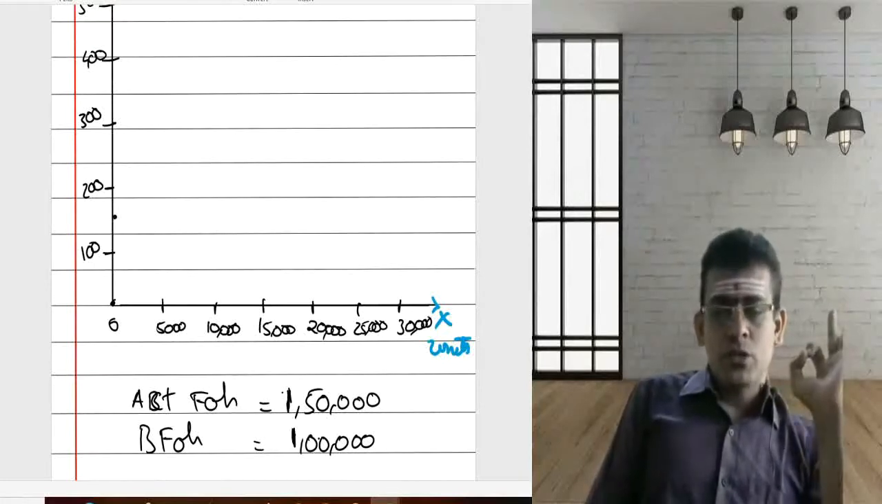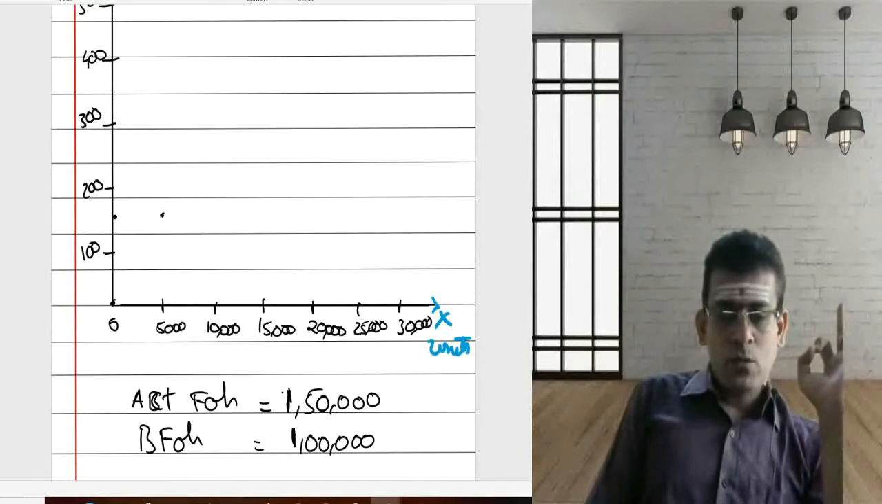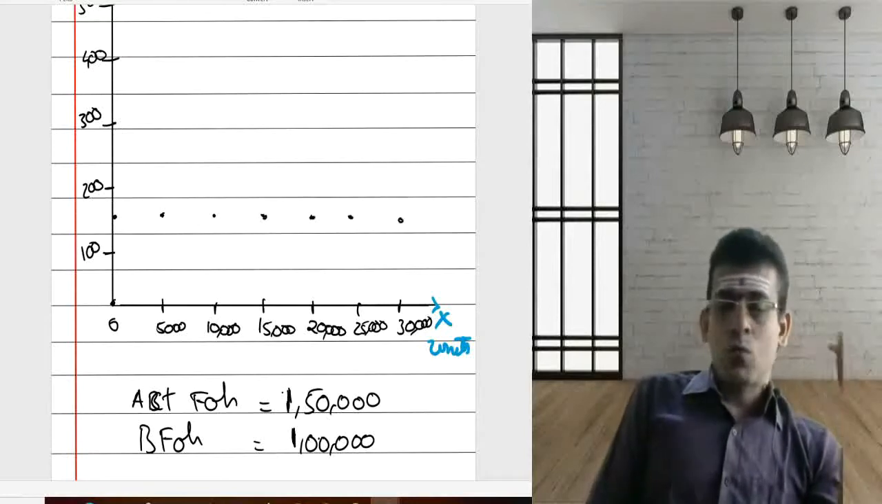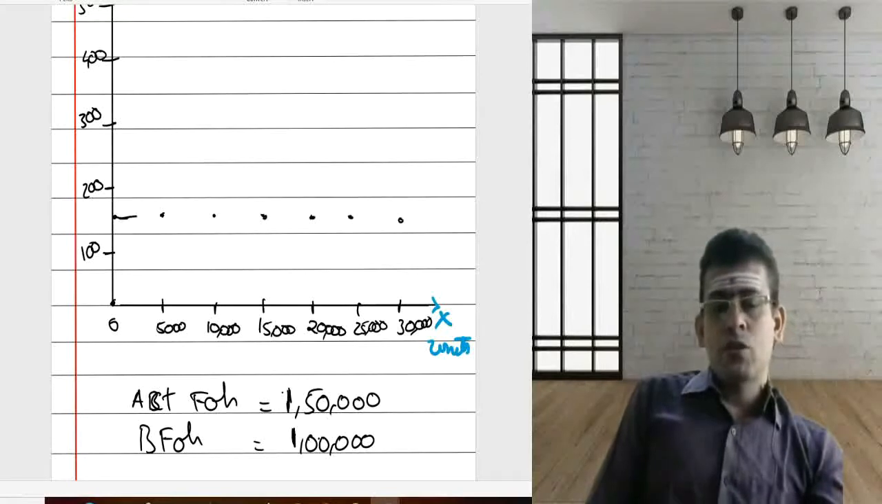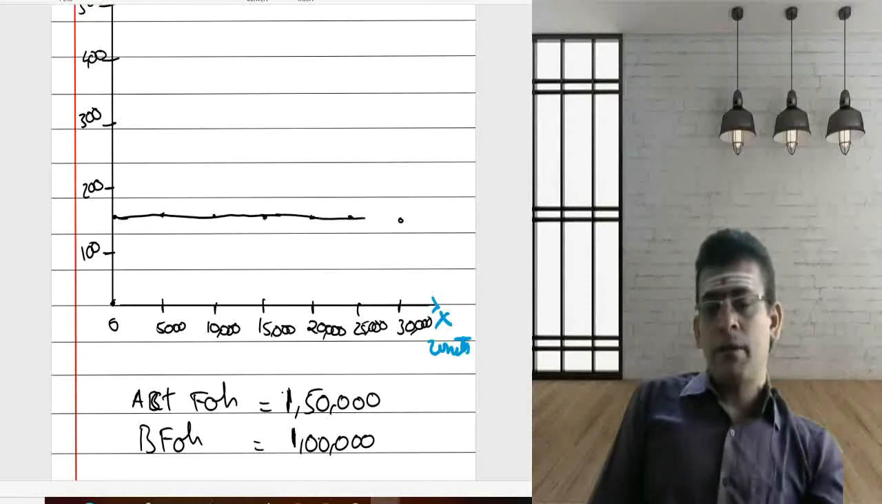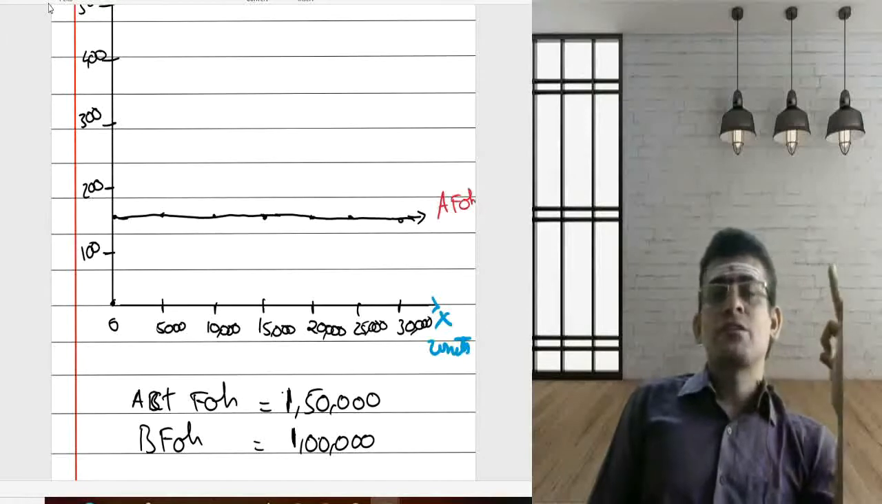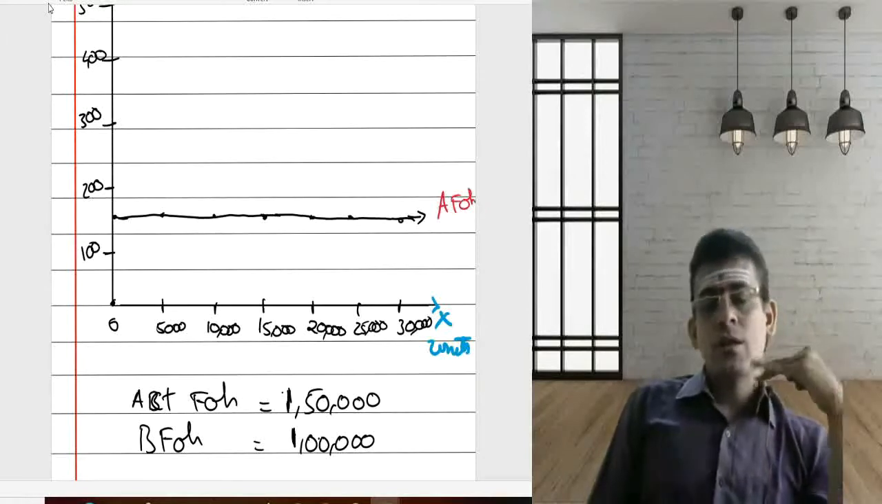Even if my production is 0, 5,000, 10,000, 15, 20, 25, 30, what is my fixed cost? My fixed cost is going to be the same. That is the reason if I draw a line, I will get a parallel line like this. So what is this line called? This line is my actual fixed overhead.